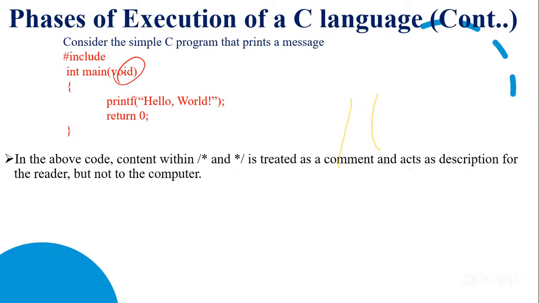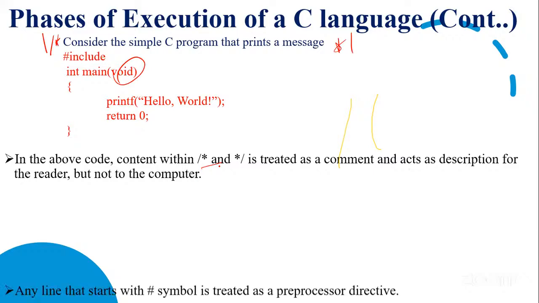In the source code, we just missed this one. This should be there: slash star, and star slash. What is this? This is multi-line commenting. Yesterday we discussed it. So that is the comment.